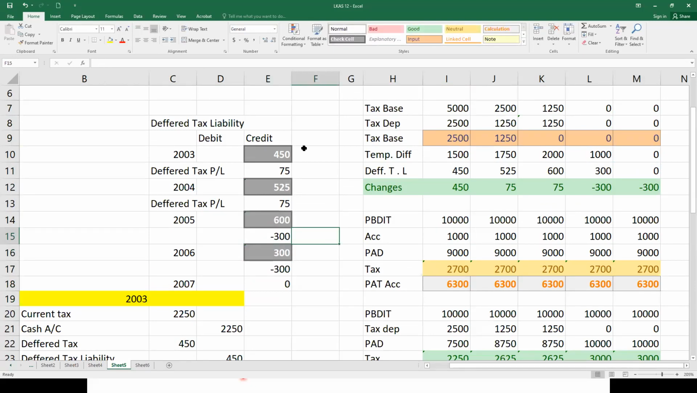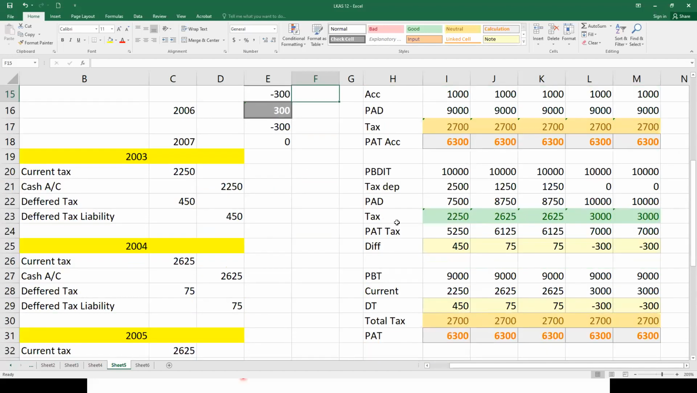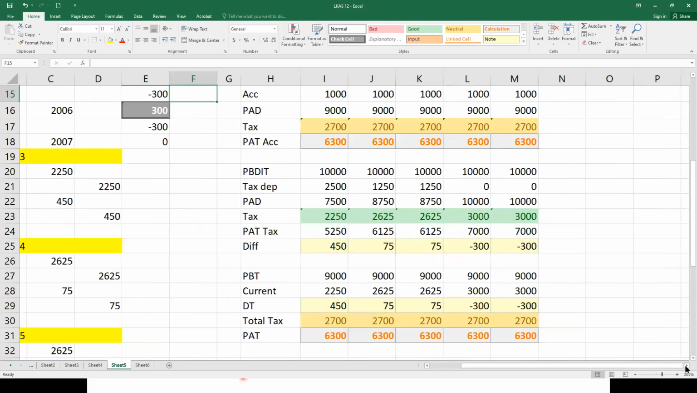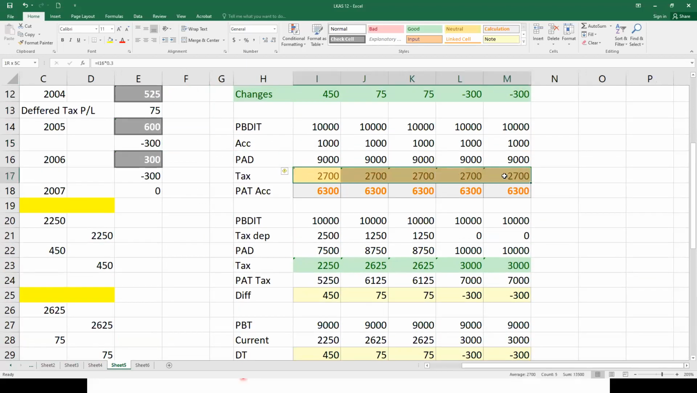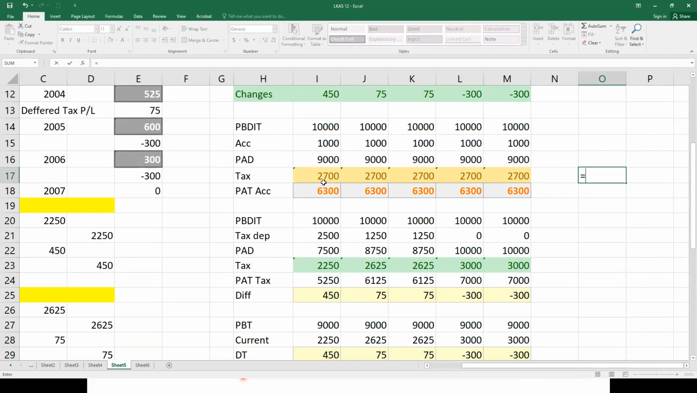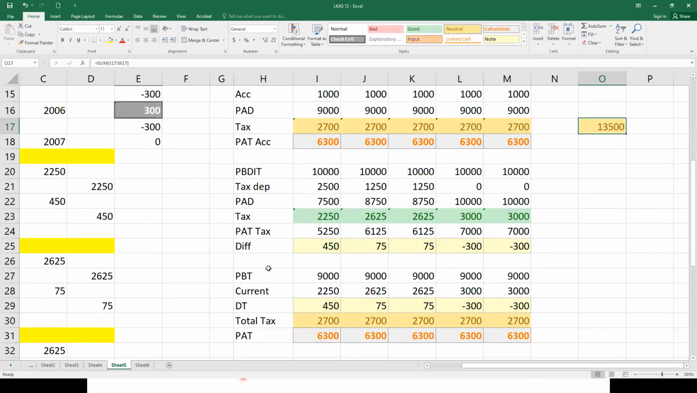See, again for your understanding, as a proof, I can show you. Based on the accounting treatment, how much total tax over the whole 5 years? Accounting depreciation, all 5 years, total tax how much? 13,500. And based on the tax provision, how much total tax?